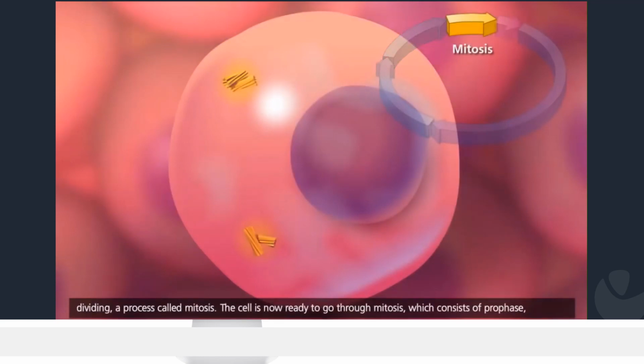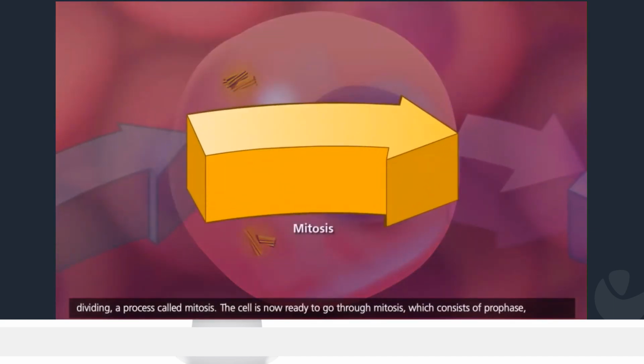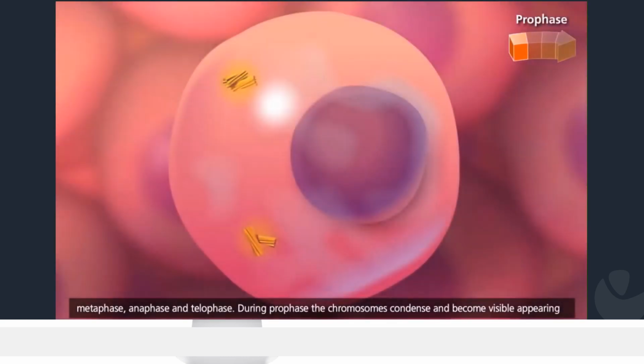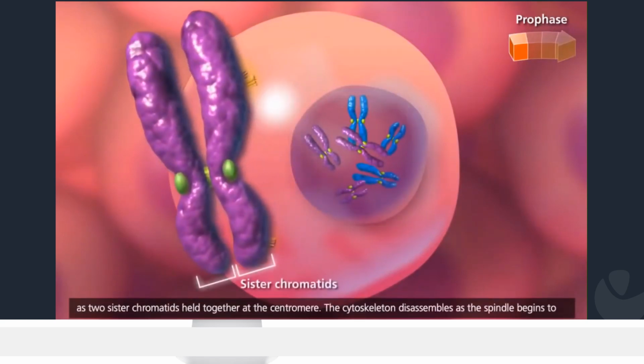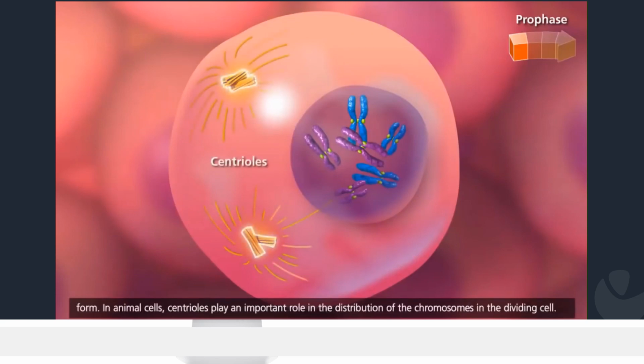a process called mitosis. The cell is now ready to go through mitosis, which consists of prophase, metaphase, anaphase, and telophase. During prophase, the chromosomes condense and become visible, appearing as two sister chromatids held together at the centromere. The cytoskeleton disassembles as the spindle begins to form. In animal cells, centrioles play an important role in the distribution of the chromosomes in the dividing cell.